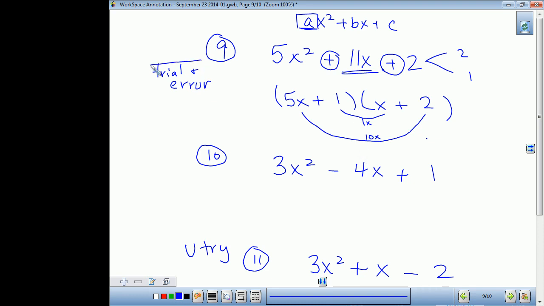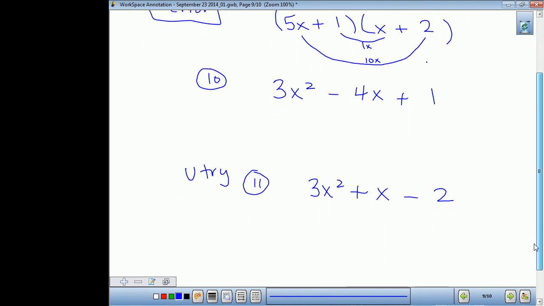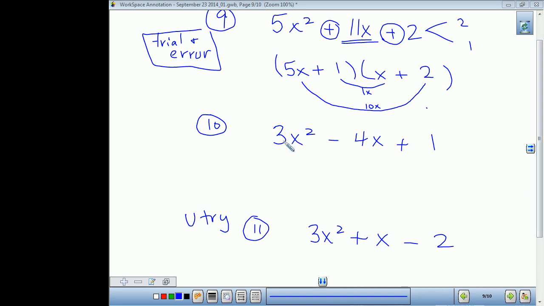Okay, so this method is called trial and error. Because the first one we get to pick and establish the way it goes. But these second two we're going to kind of have to play with a little bit. All right. So what is the only way to get 3x squared? 3 and 1. So 3x and 1x. Now, we're not going to have to worry too much because what's the only way to get 1? 1 and 1.